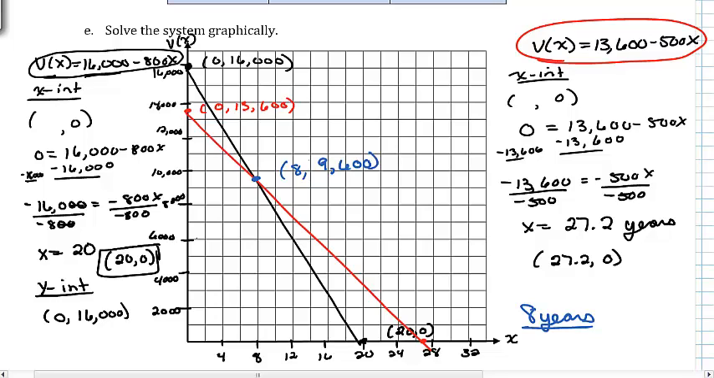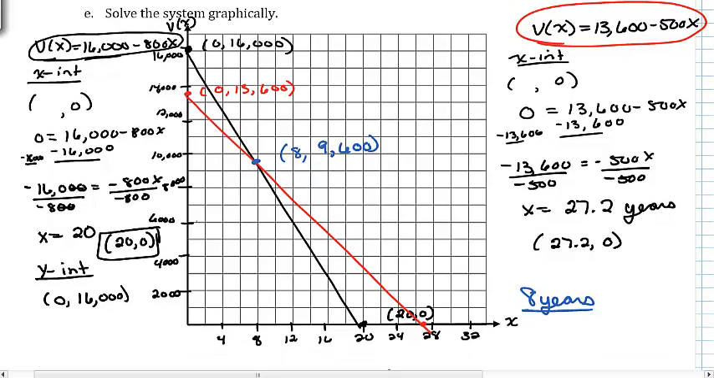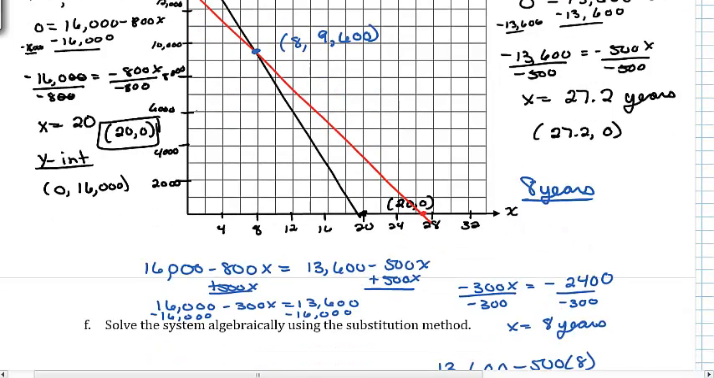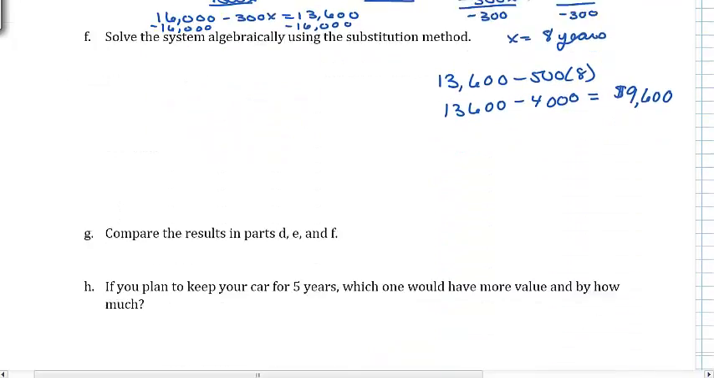And I don't know if I would have guessed that from my graph or not, but maybe. Okay, so again, graphical, you have to have a special kind of system in order for the graphing method to work very well.